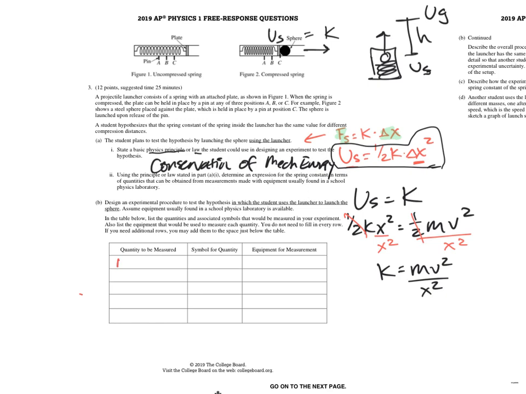So we need mass to be measured, and that symbol is M, and the equipment for that is a balance of some type, a triple beam or just a digital balance. The second variable is velocity, and you could do several things. You could use a motion sensor, that's pretty easy. Photo gates, you could walk them through how to set up photo gates to do that. You could just do a meter stick and stopwatch.